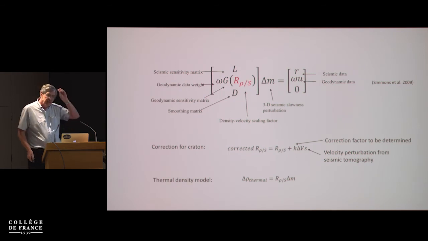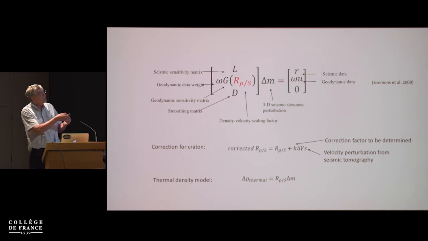So the logic here is there's a pretty big null space in seismic tomography. So can we adjust the seismic model, still fit the seismic data, and do a better job of fitting the geodynamic data? And we still have the smoothing matrix over here. And one added complication we found pretty early on, that you don't do a good job at fitting these geodynamic data unless you correct for the craton.